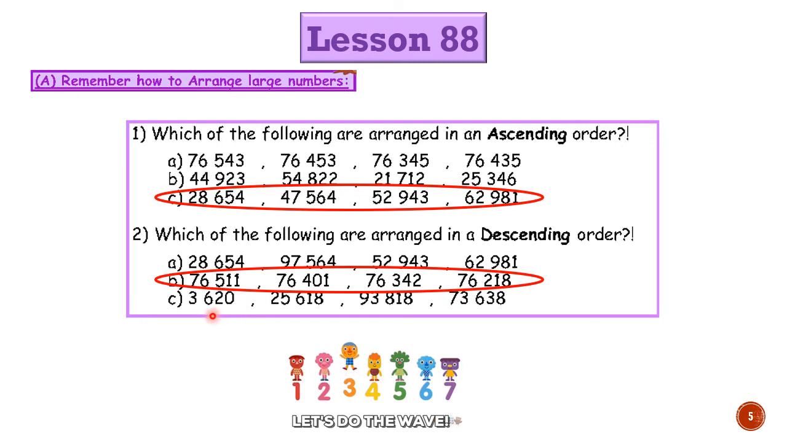Examine the last one to be sure that's not right. Here we have 4 digits, 5 digits, 5 digits, and 5 digits. Let's go to the thousands place. Here we have 3, 25, 93, 73. It's not an order. Our choice is number B. Good job.